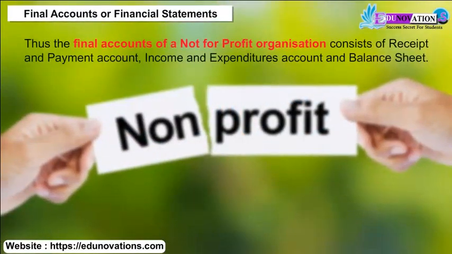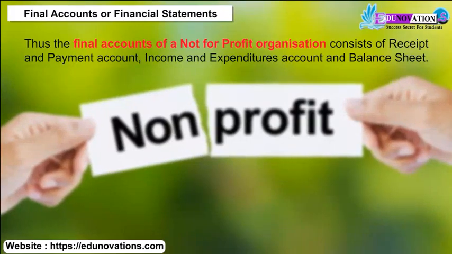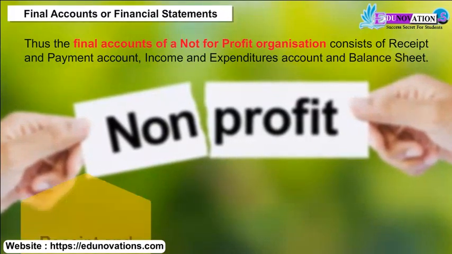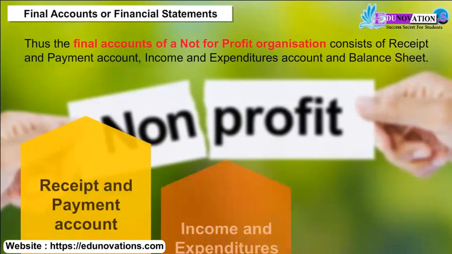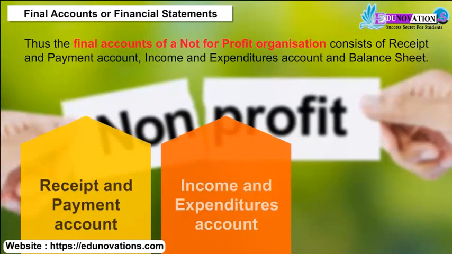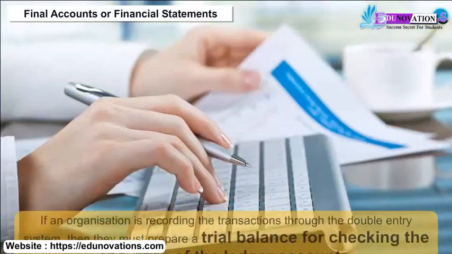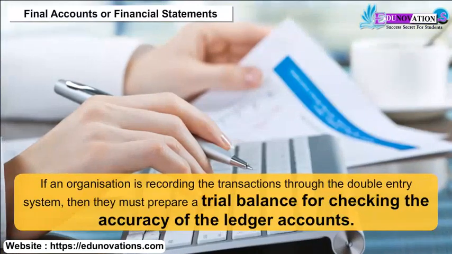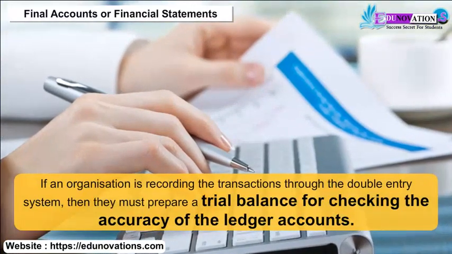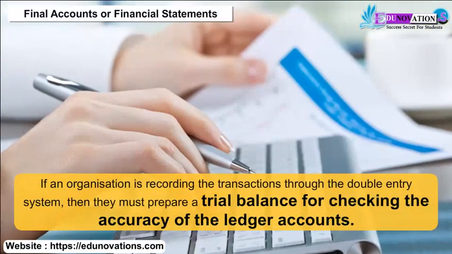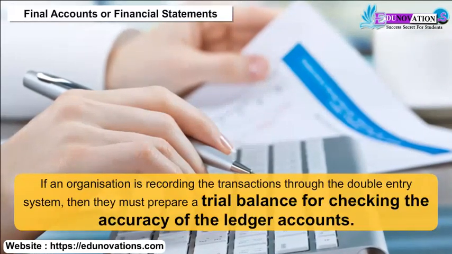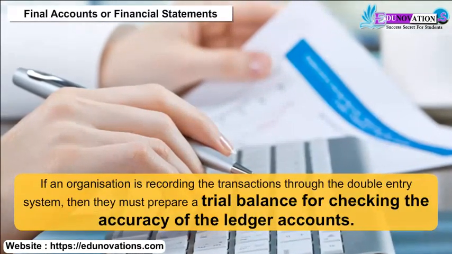Thus, the final accounts of a not-for-profit organization consist of receipt and payment account, income and expenditure account, and balance sheet. If an organization is recording the transactions through the double entry system, then they must prepare a trial balance for checking the accuracy of the ledger accounts.